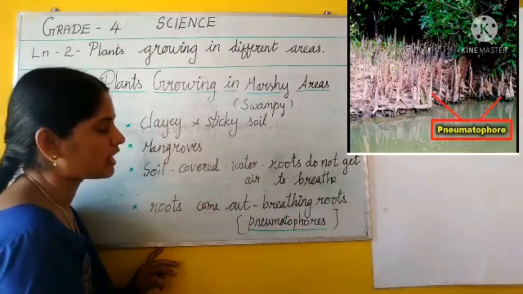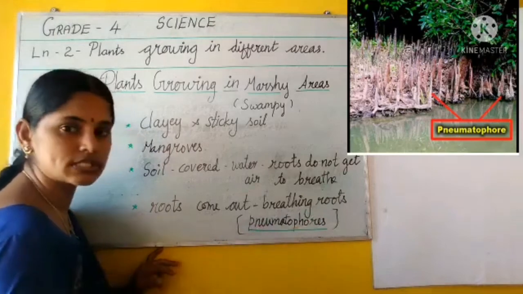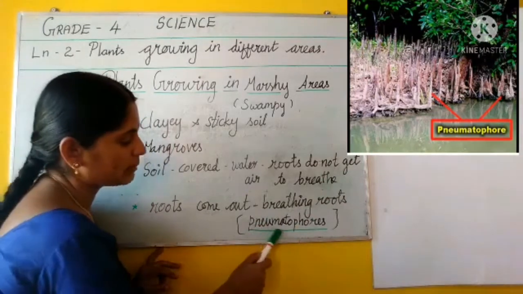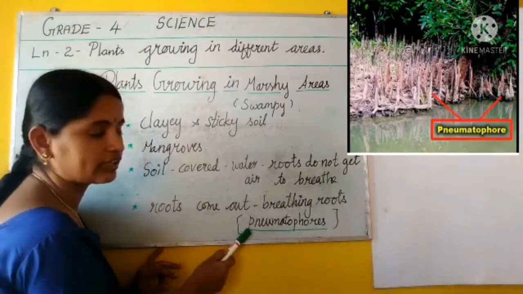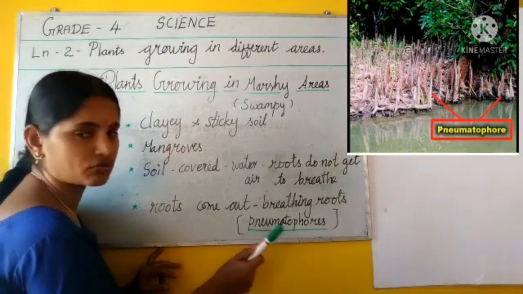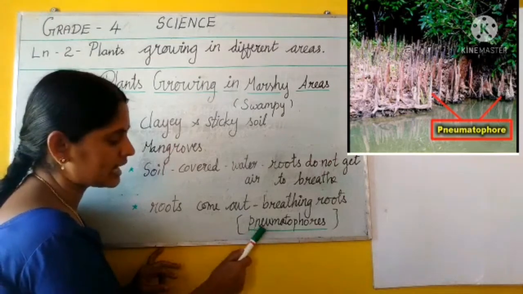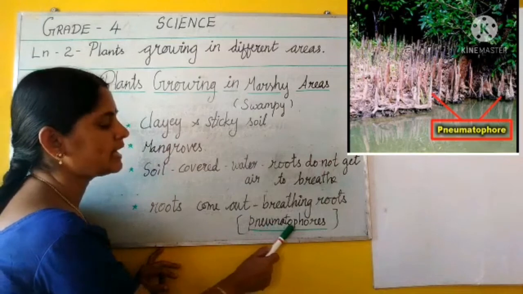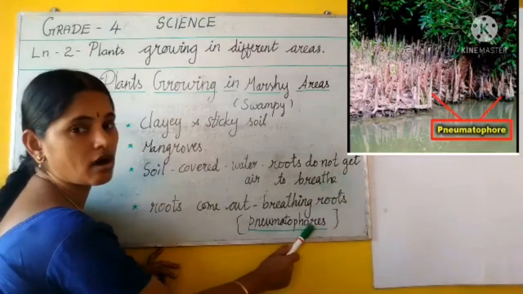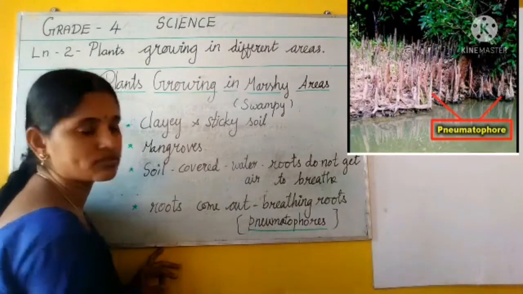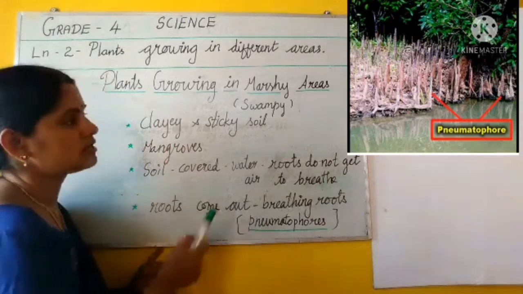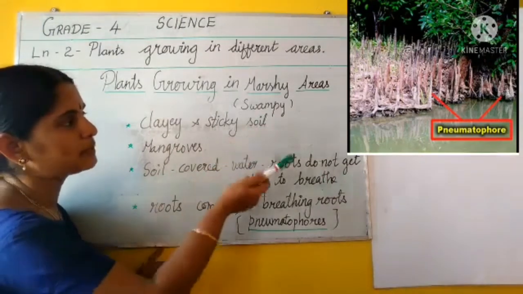See, another word we can use instead of breathing roots, new terminology: pneumatophores. See, the first letter P is a silent letter. Look at the spelling: P-N-E-U-M-A-T-O, P-H-O-R-E-S. Pneumatophores. What is that? Breathing roots. Clear? See, look at the picture. This is what we call breathing roots.